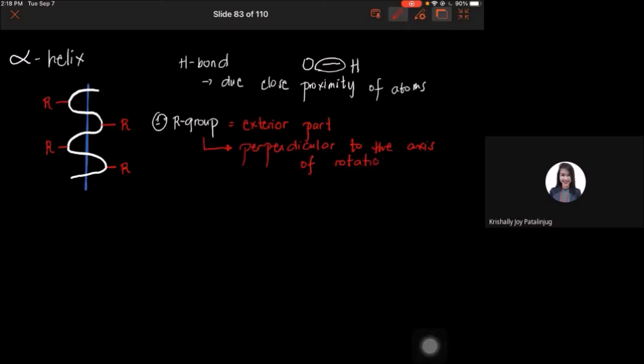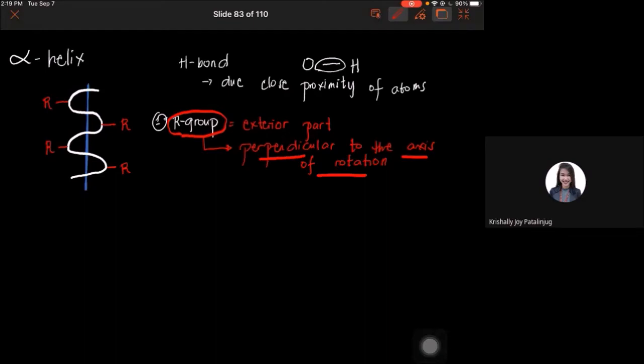O, tanong ulit, nasaan yung axis of rotation? Ano yung kulay sa illustration? Axis of rotation, yan yung kulay, tama, kulay blue sa gitna. Okay? Si R group daw po, tandaan, sa isang alpha helix, ang R group, yung alignment niya, okay, to the axis of rotation, perpendicular. Okay? So please take note, perpendicular sila with each other. R group to the axis of rotation.